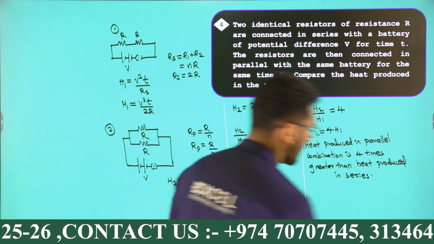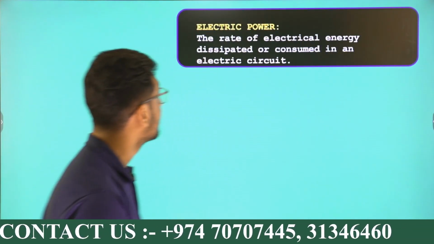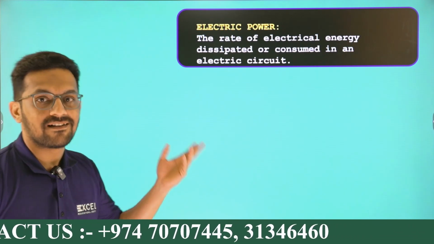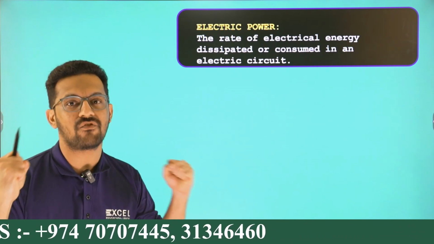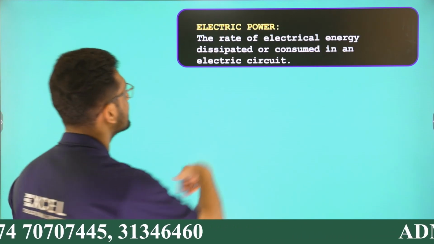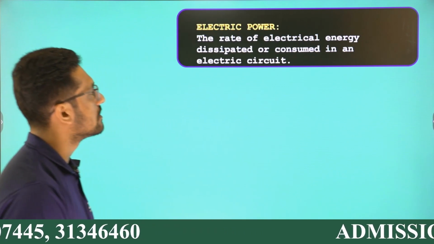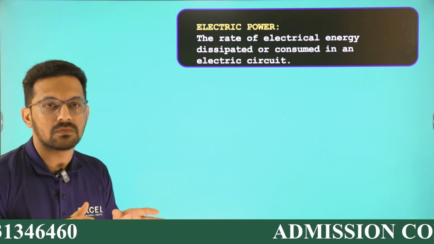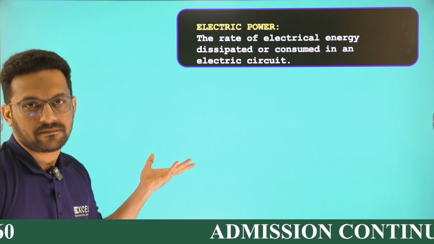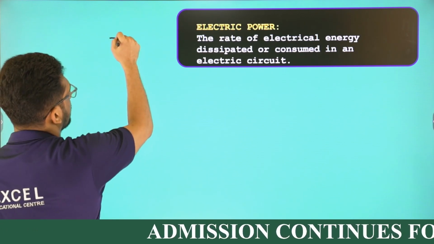Let's see the next one. What is it? Electric power. What is that? Power. What is it? Rate of electrical energy dissipated or consumed in an electric circuit. Let's see that. Let's understand that.